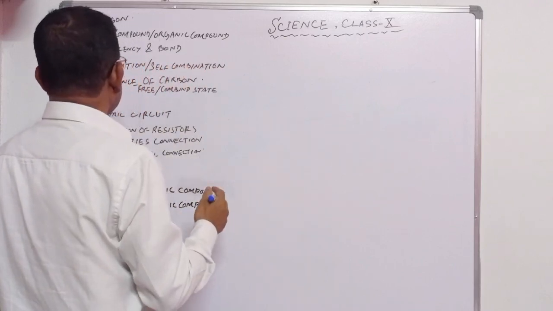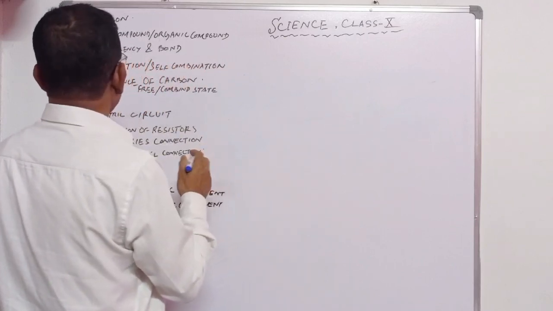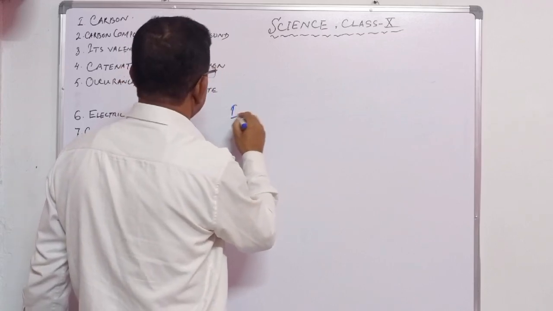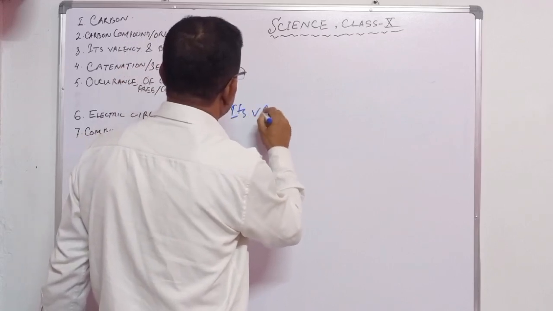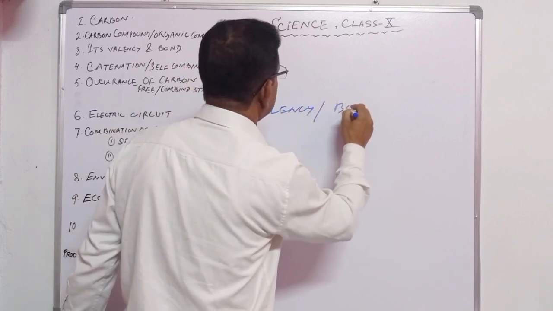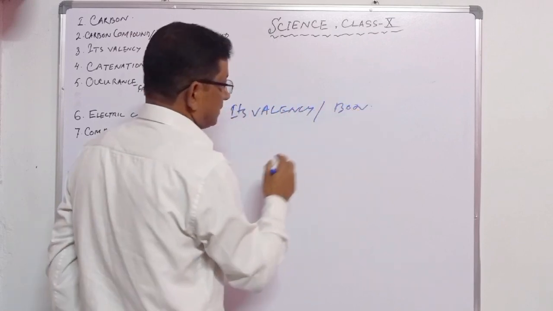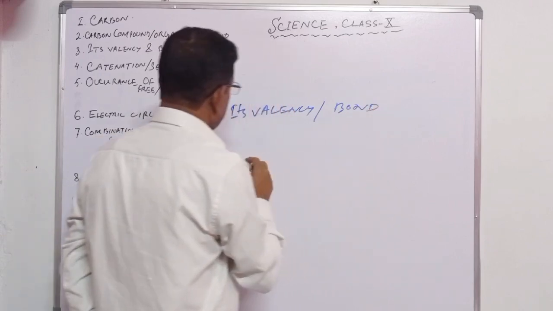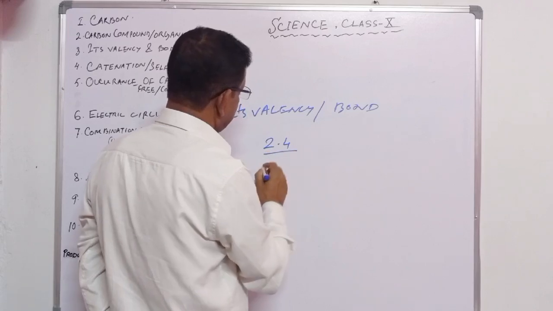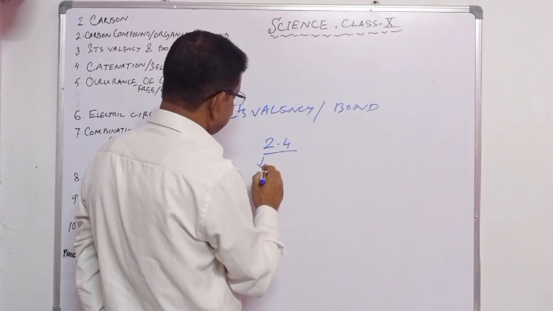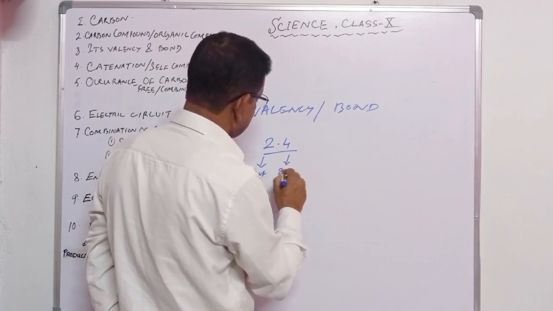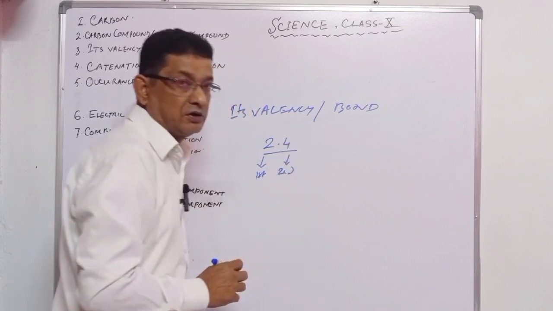Next is its valency and bond. The electronic structure of carbon is 2,4. That is, the first shell contains 2 electrons and the second shell contains 4 electrons.